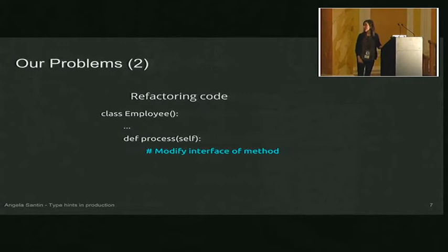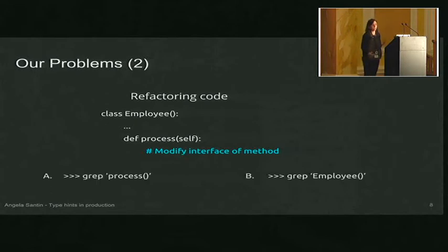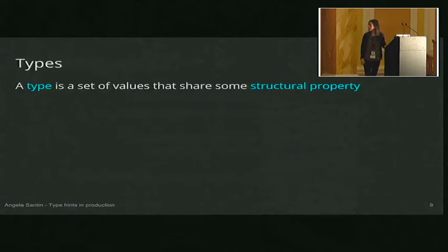which is rather time-consuming. Another example is code refactoring. Let's say, as a new hire, you're trying to modify what this method is doing, the process method. You're trying to modify the interface in some way. So again, you have to try to hunt down where is this method being used, or where is this employee class being used, and does the process method get called? So it can be difficult.